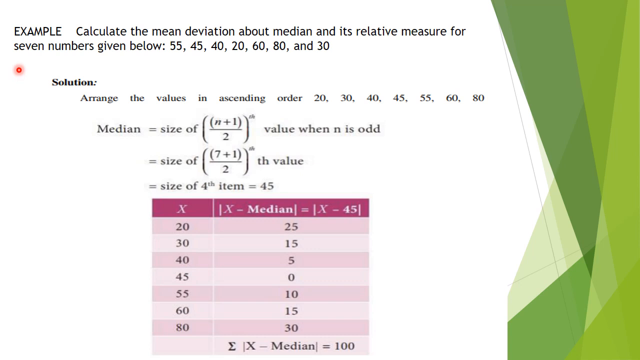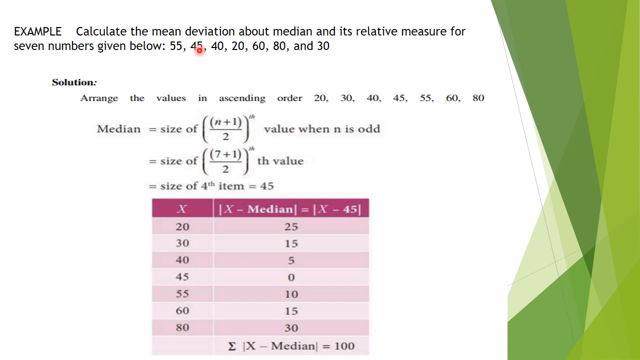Another example is: calculate the mean deviation about median and its relative measure for 7 numbers given below: 55, 45, 40, 20, 60, 80 and 30. We have to find out mean deviation about median. So first of all, arrange the data in ascending order, because in median the first step is to arrange all the observations in ascending order. So this is the ascending order: 20, 30, 40, 45, 55, 60, 80.